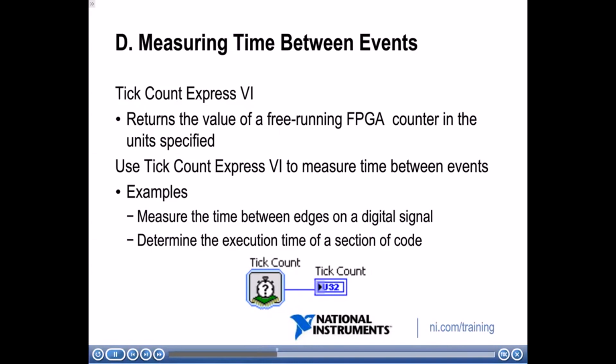A couple of examples of measuring time between events: let's say you want to measure the time between edges that are coming in on a digital signal. You can use the tick count express VI to see how much time elapsed between each edge. Also, if you wanted to see how much time a section of code took to execute, you could use a tick count at the beginning and a tick count at the end, and then subtract the two. That way you would find out how much time that particular section of code took.